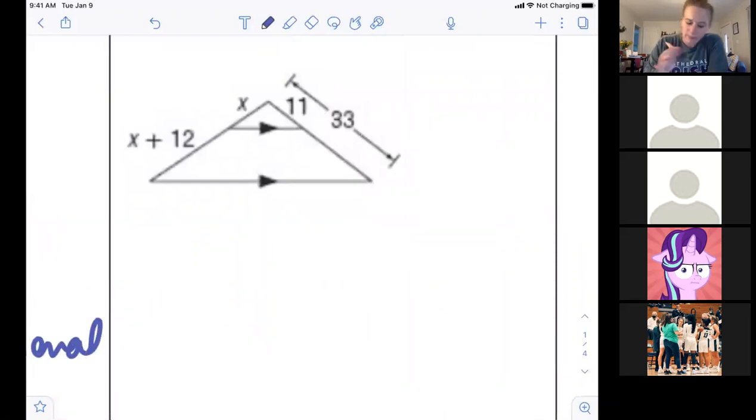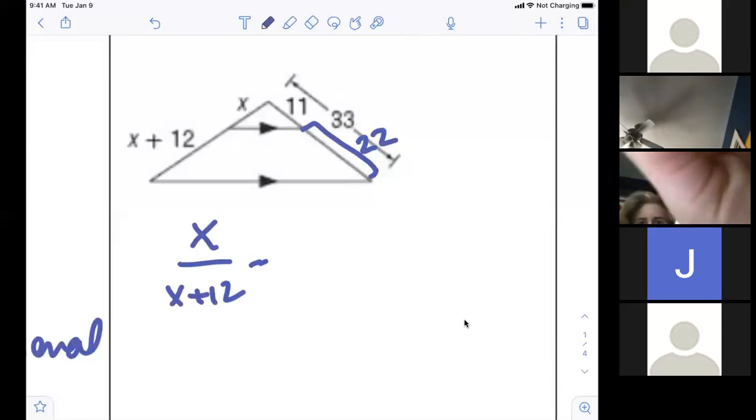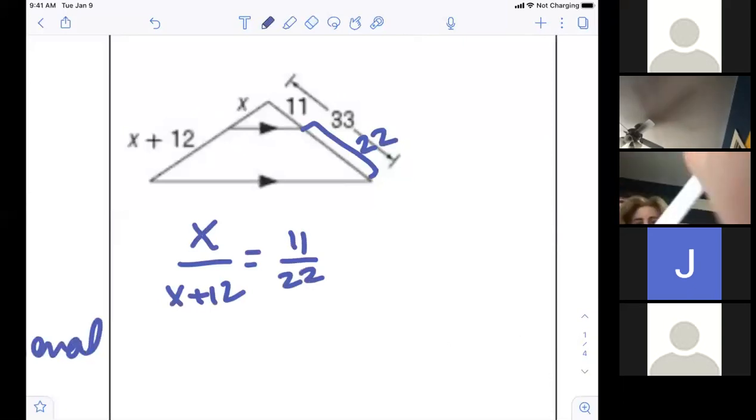Okay, before I set this up, I need to know the length of this segment right here. What would that be? 22. Okay. Now I need a proportion. Somebody I haven't heard from yet, give me a proportion for this shape. X over X plus 12 equals 11 over 22. Awesome. Very good, Maddie.